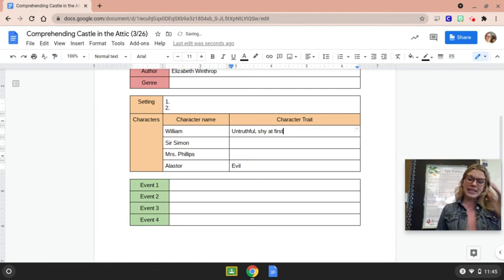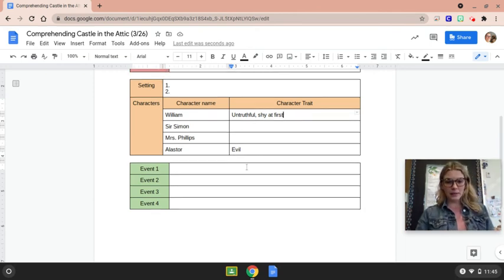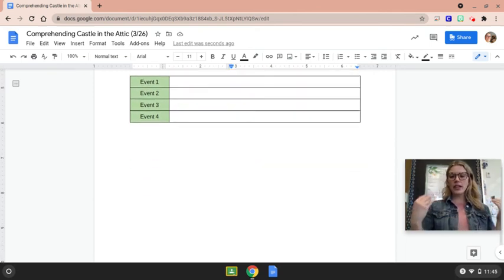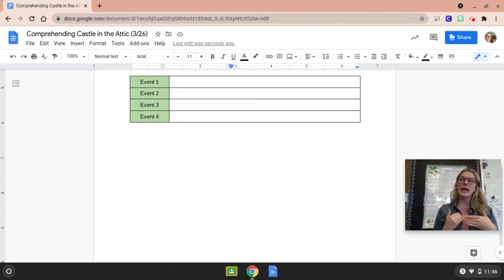Okay. Now, I want you to give me an adjective for Sir Simon. Remember that he's a knight. And an adjective for Mrs. Phillips. Next are the events. Oftentimes as fourth graders, I think that the events can be really tricky for us, right? Trying to identify what are the most important events. Well, knowing that we only have 4 events that your teacher's asking for you, think, what are the 4 most important events that you've read so far?